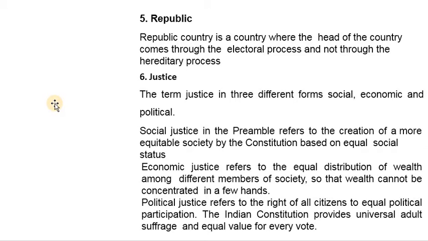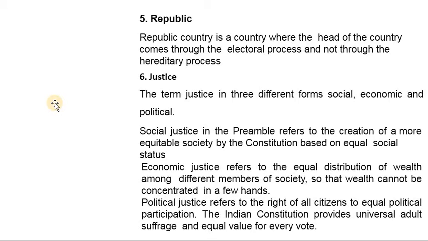Then the justice. The preamble encompasses the term justice in three different forms: social, economic, and political, which have been achieved through various provisions of the fundamental rights and directive principles of policy. The social justice in the preamble refers to the creation of a more equitable society by the constitution based on equal social status.